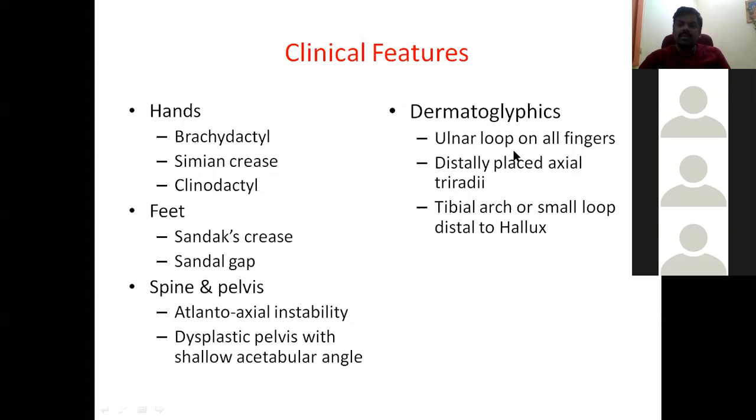Dermatoglyphics: ulnar loops in all fingers. You have studied the fingerprint patterns, haven't you? You have loops, whorls, and so on. In dermatoglyphics they will have ulnar loops predominantly, in all the fingers. Then they will have distally placed axial triradii.